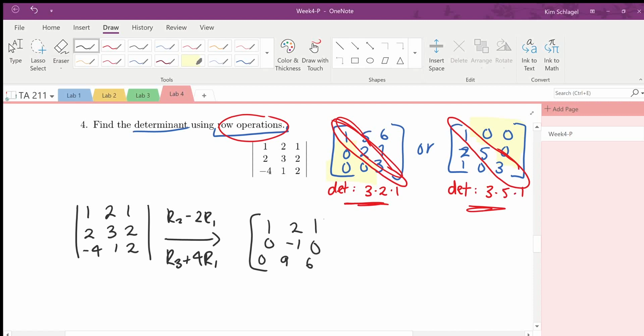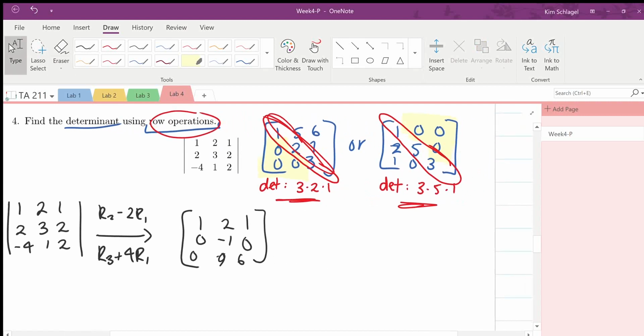And so we have it like this, and finally I'm going to go row 3 plus 9 row 2. Sorry, this is the worst 9. Okay, so I'm going to go row 3 plus 9 row 2, and I end up with 1, 2, 1, 0, negative 1, 0, 0, 0, 6.